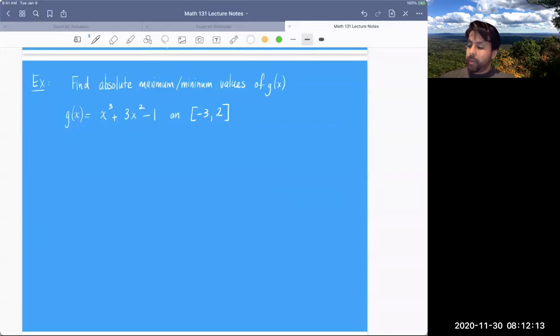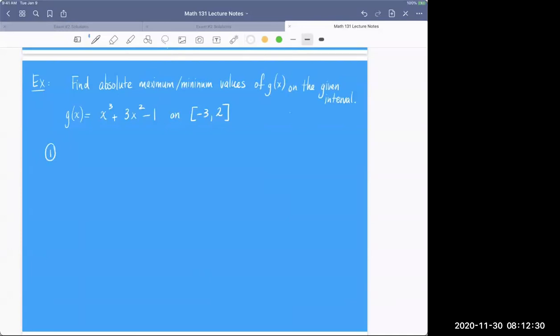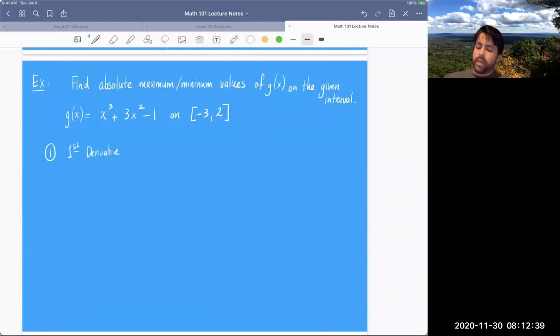On the given interval. So what's the first step? What's always the first step? Find the derivative. Find the first derivative, right? So my first derivative, I want to find it, and I want to set it equal to 0.